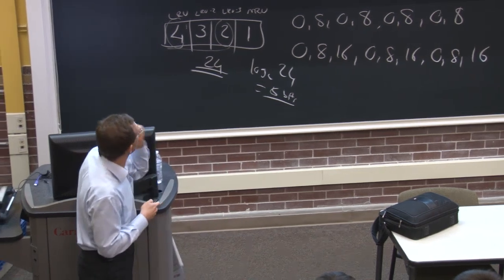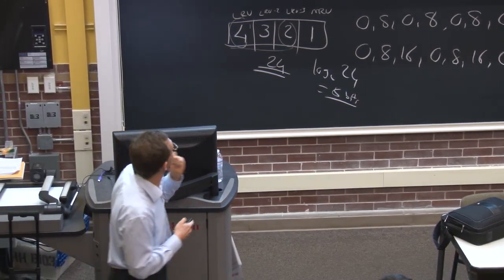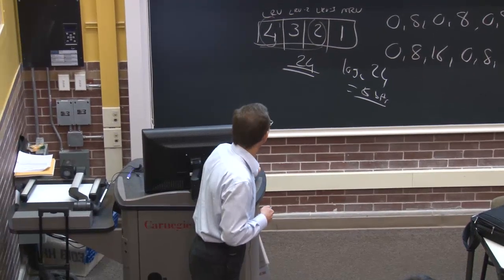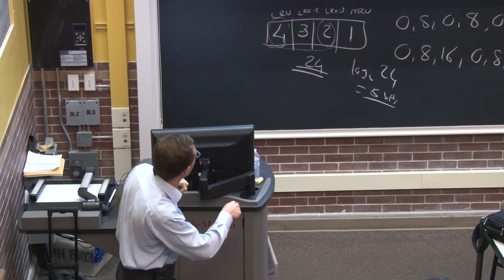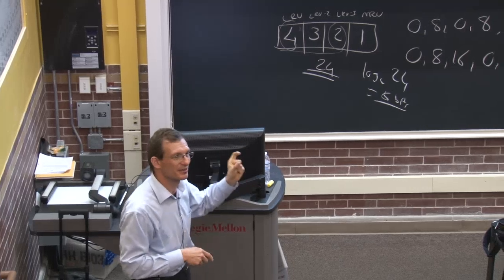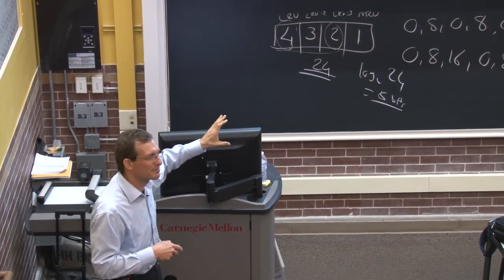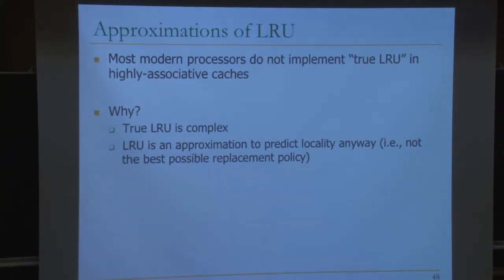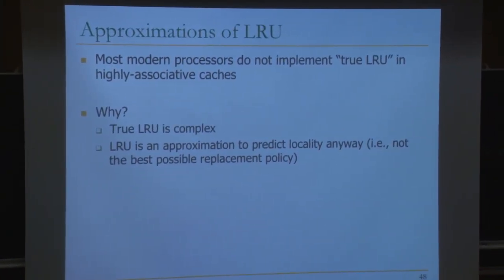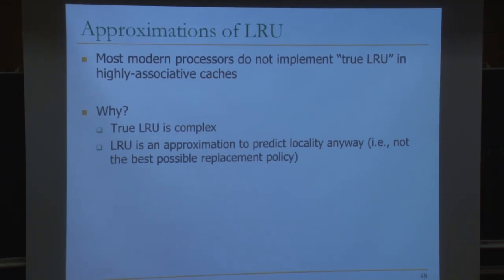So people have implemented approximations to LRU. If you look at existing processors, most of them have approximations. Most of them don't implement true LRU, what I would call true ordering. They don't maintain the true order, unless it's a two-way associative cache. With four-way, actually, it's not that bad either, as we will see. The reason is true LRU is complex. And there's another reason: LRU is an approximation to predict locality anyway. Sometimes random does better than LRU, and we'll talk about it either today or next day. It's not the best possible replacement policy anyway. So why spend a lot of hardware to get it exactly true to the form of LRU?